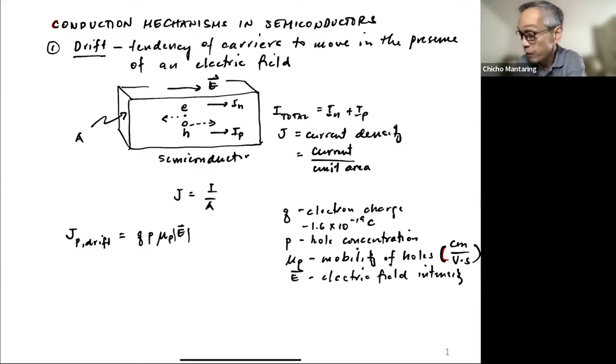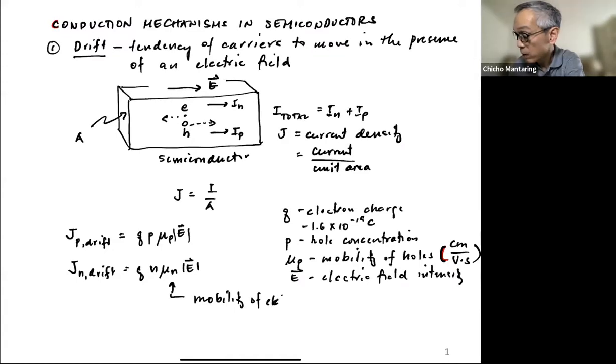So that's for drift. And for your drift current due to electrons, this is q n mu_n times the magnitude of E, where itong mu_n ngayon, this is your mobility of electrons. So yung J total natin, J total due to drift, will just be the sum of these two.